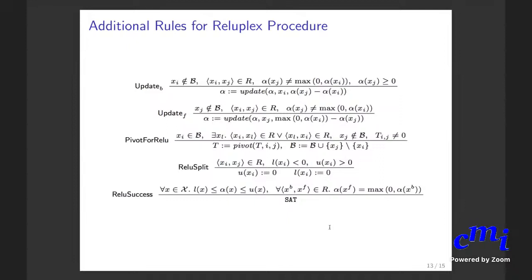And then ReLU success will have to be modified, because in addition to ensuring that all the LP bounds, the normal bounds, are satisfied, you also have to check all the ReLU conditions. Now, in the worst case, you have to split, and this rule is there for the splitting, okay.